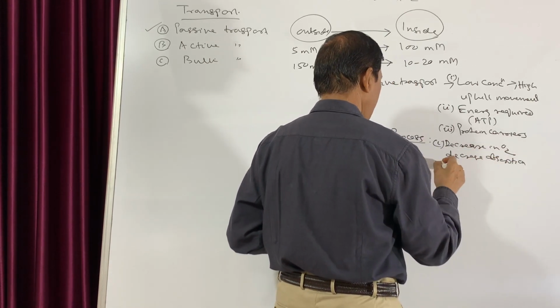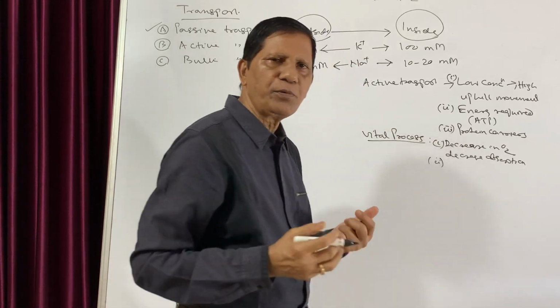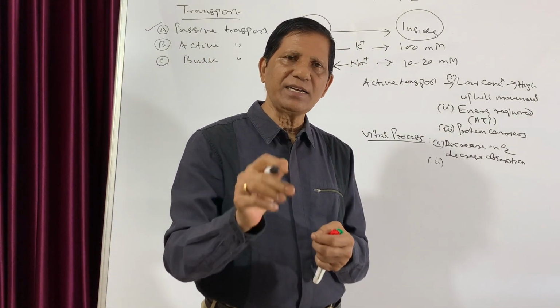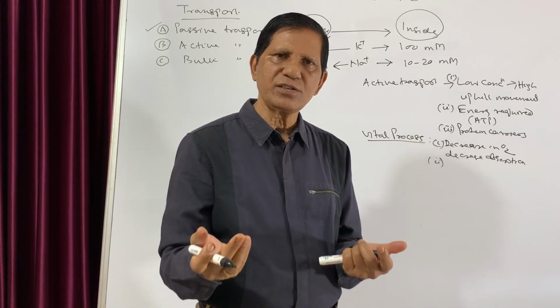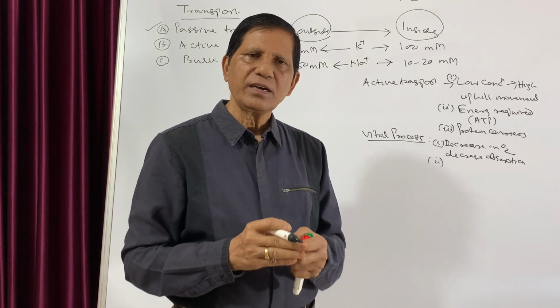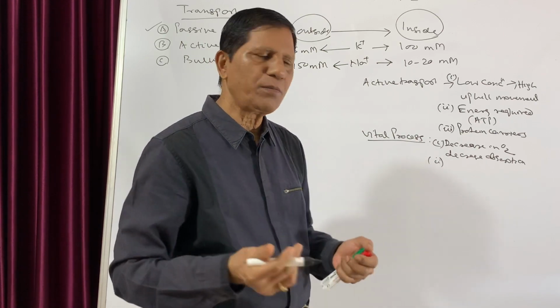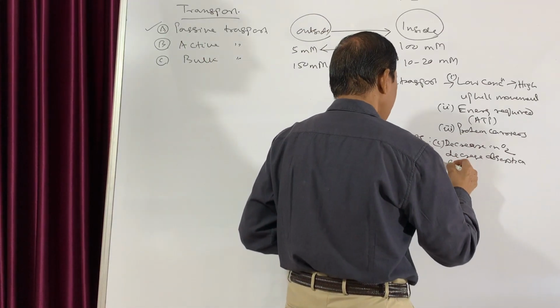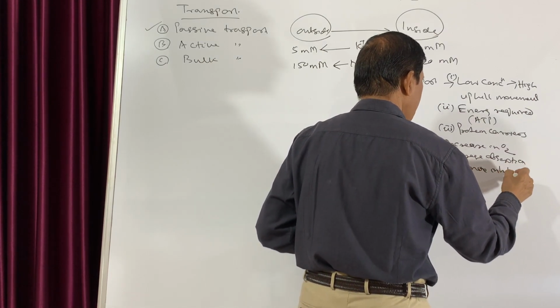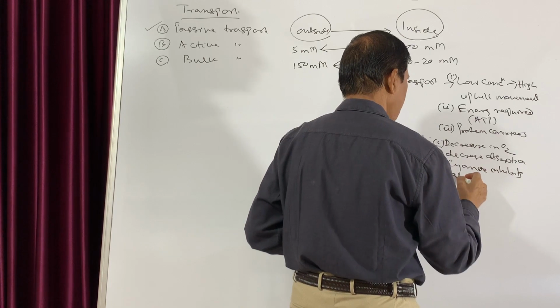This is one point. The second point is, all of you know that cyanide is a poison, and if cyanide is applied to a cell, it dies. So the same thing happens here. If cyanide is given, there is no absorption of substances. Cyanide inhibits absorption.